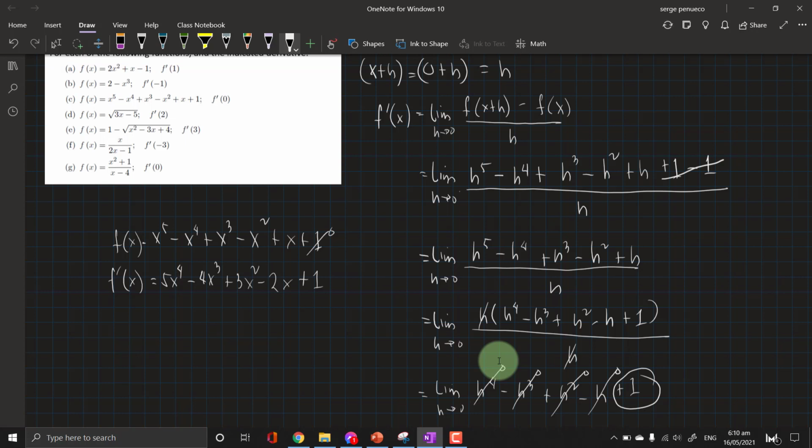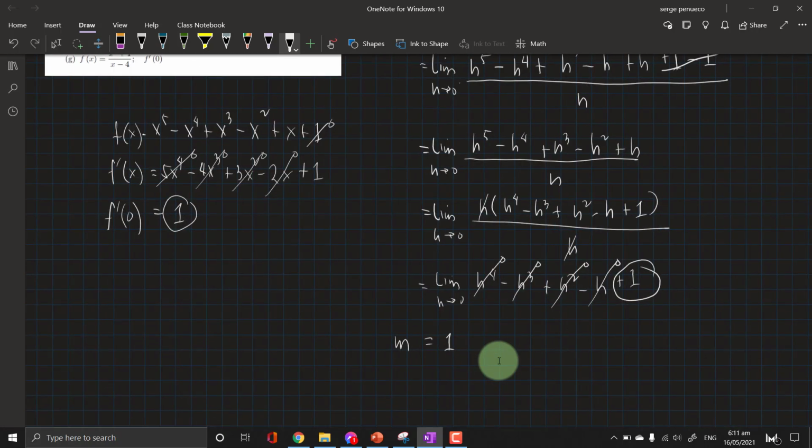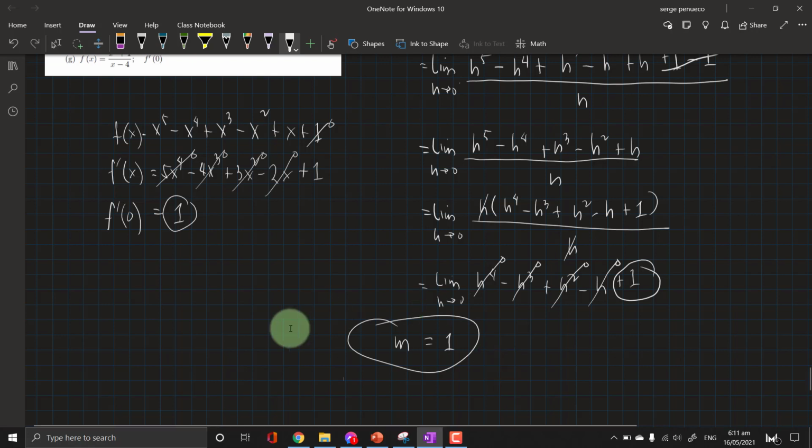Kunin na natin yung f prime of 0. F prime of 0, syempre, may yung 0 na to. Ito, 0. Ito, 0. The answer is 1. So, ibig sabihin, parehas lang tayo ng sagot. The slope here is 1. In finding the derivative of a function, we are getting the slope of the function at that given value of x. Okay? And then, syempre, ibang usapan pa pag kailangan mong kunin yung equation ng tangent line. But what we are getting here is the slope of the tangent line.